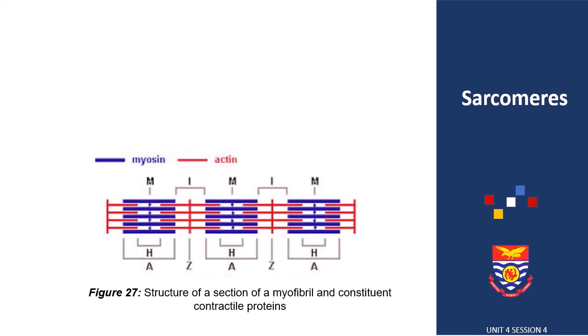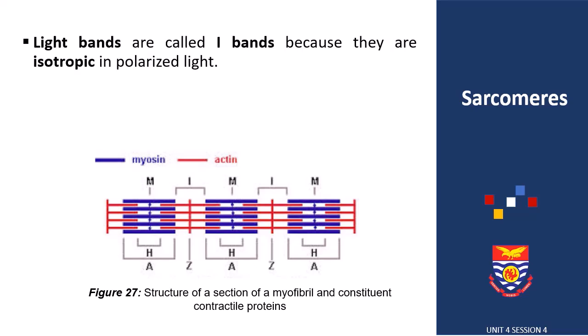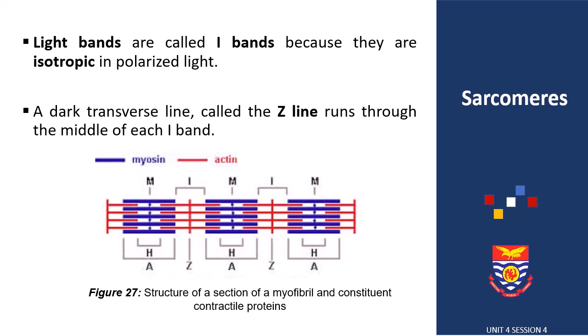As shown in figure 27, the dark band, which is also known as the A band, has been indicated, and within the A band is the H band, and at the center of the H band or the A band is the M line. On the other hand, the light bands are also called I bands, and this is because they are isotropic in polarized light, which implies that they do not vary in magnitude according to the direction of measurement. And a line that runs through the middle of the I band is the Z line.